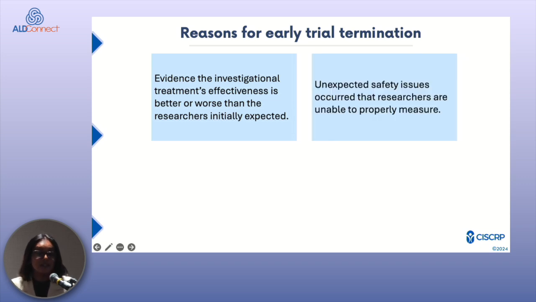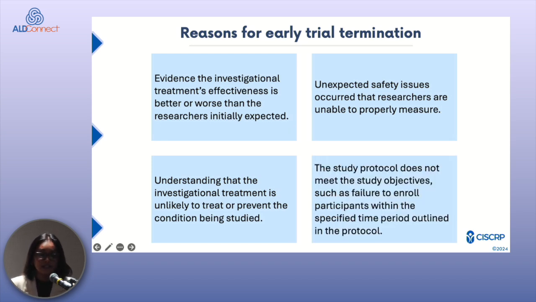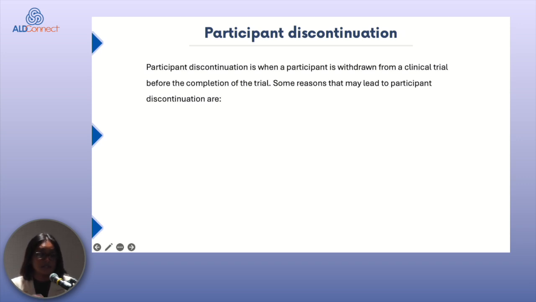There is unexpected safety issues that occurred that researchers are unable to properly measure. There is an understanding that the investigational treatment is unlikely to treat or prevent the condition that's being studied. And lastly, the study protocol does not meet study objectives. So if there is a failure to enroll participants within a specified time period that's outlined in the protocol. And then I'm going to touch on participant discontinuation.